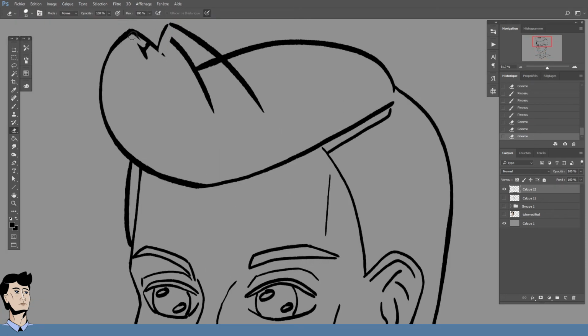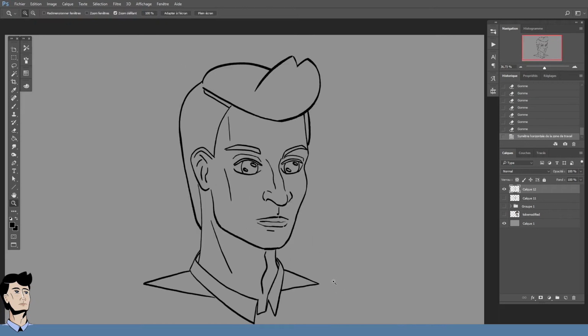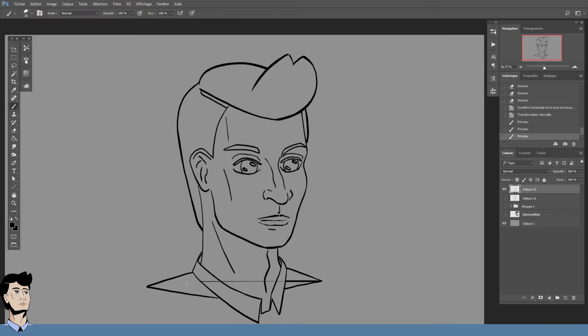I said earlier that the proportions were mostly right, but then I tweaked them. I changed them a bit at a few different points during the process, like during the inking or the rendering.